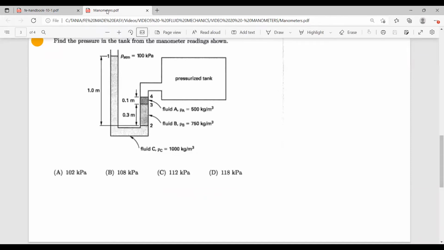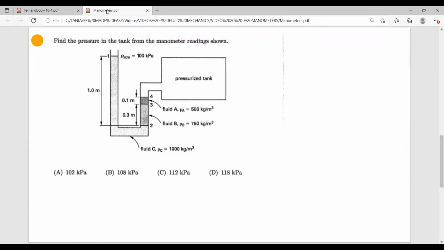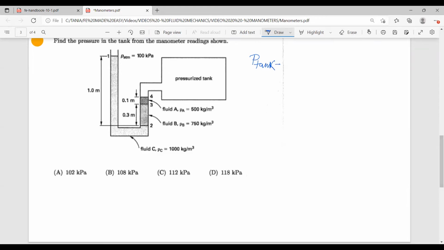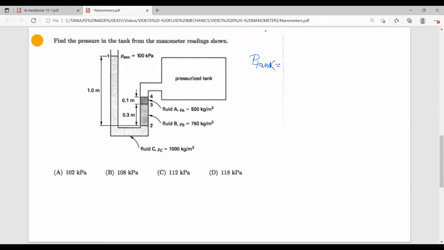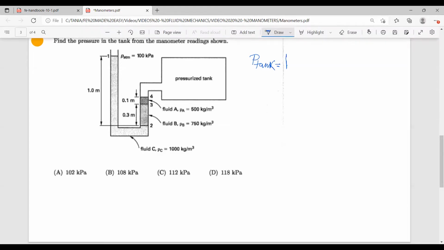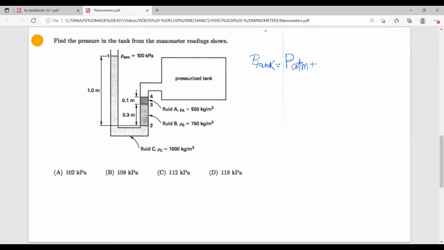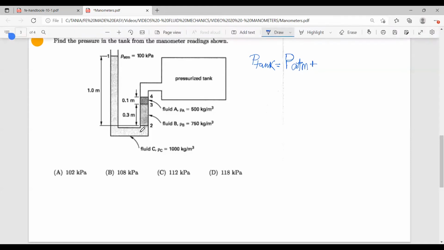So we have the pressure in the tank. This is what we have to calculate, right? So the pressure in the tank equals, we're going to go to P atmosphere. And then from there, we have to go downward. So I'm going to add, and we have our fluid in here. This fluid is marked as fluid C, right over here.